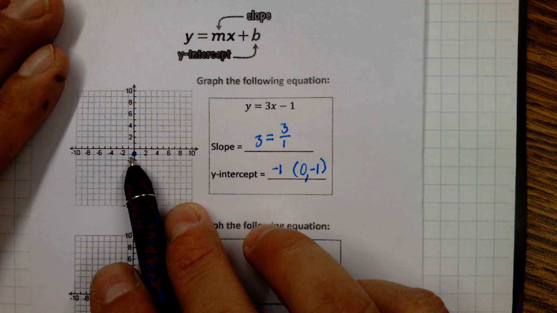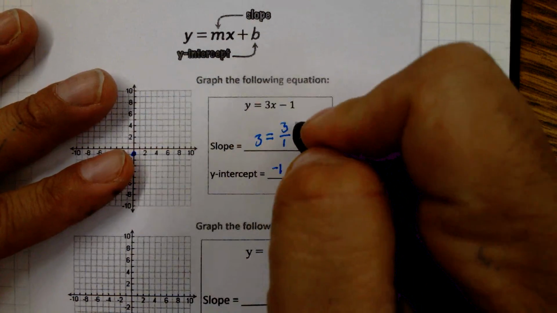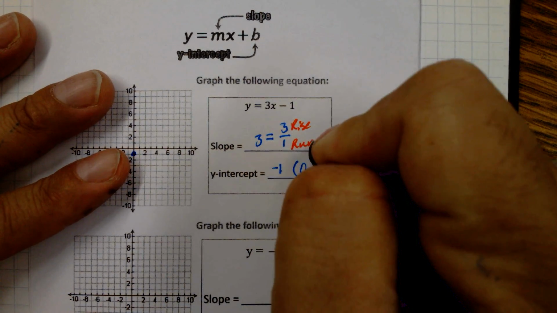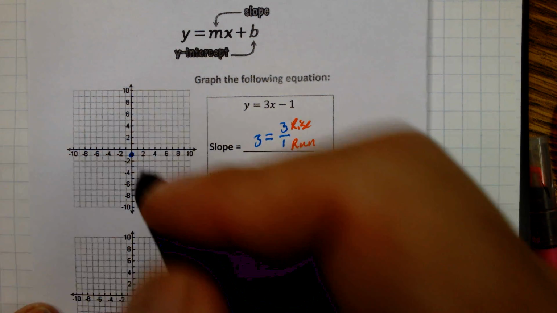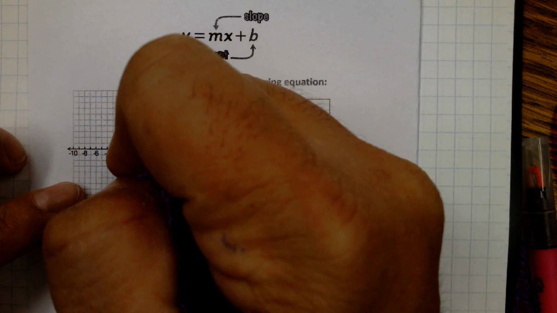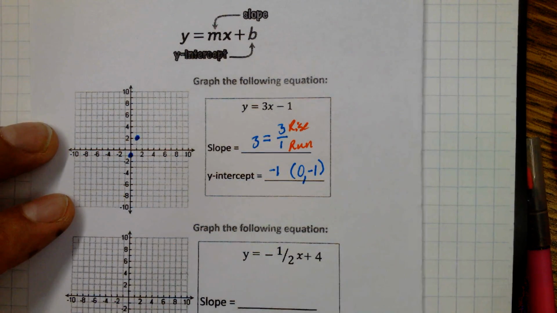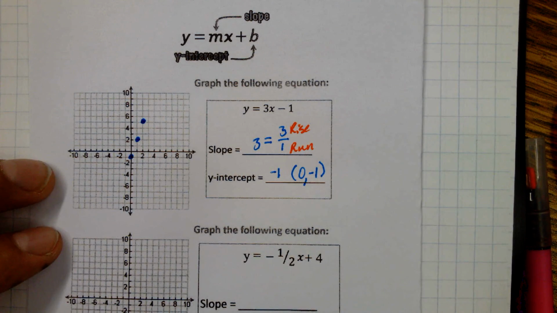What would I do? How much would I rise? 3. So remember, the reason I want this is I want the rise and I want the run. Now I know I go up 3 to the right 1. 1, 2, 3 over 1. I would put a point at 1, comma 2. Okay, let's do that one more time. 1, 2, 3 over 1. Do you see how that third point is also in line?